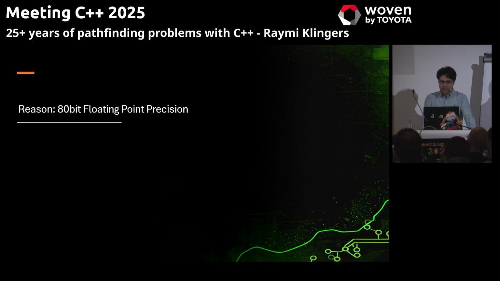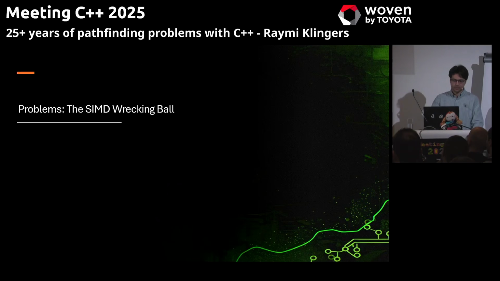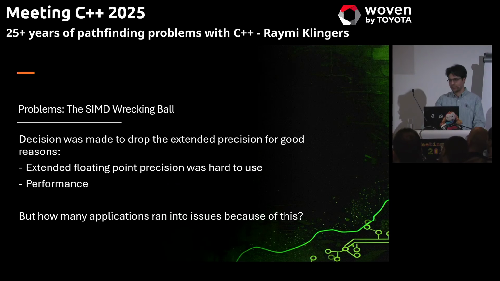There's a thing called 80-bit floating point precision. They refer to it as extended precision. Old hardware, when doing floating point calculations, would use extra wide registers basically to store extra precision in their floating point calculations. This would only work for intermediate results. And then the SIMD wrecking ball came. A decision was made to actually drop this extended precision and trade it off for performance.